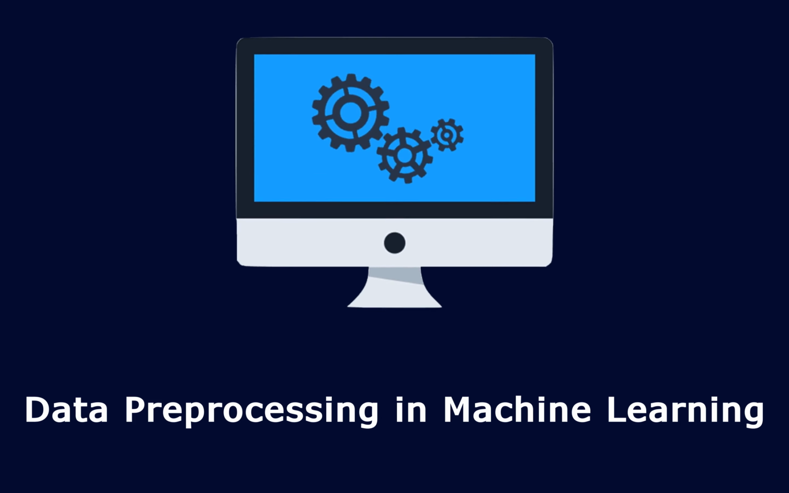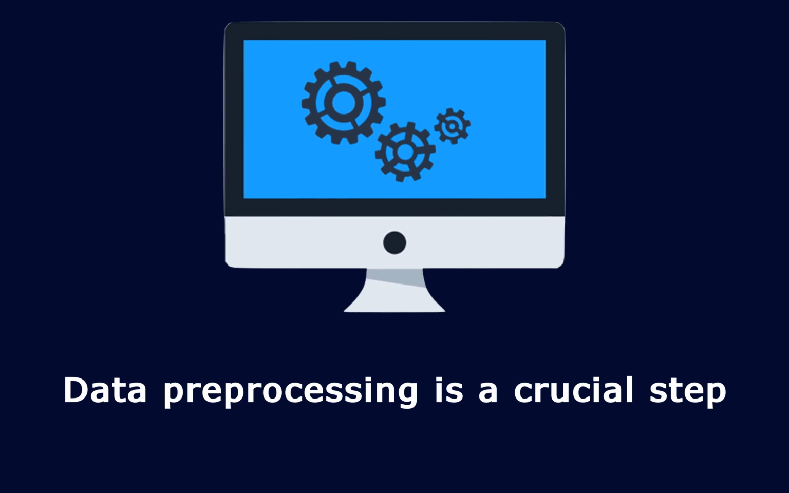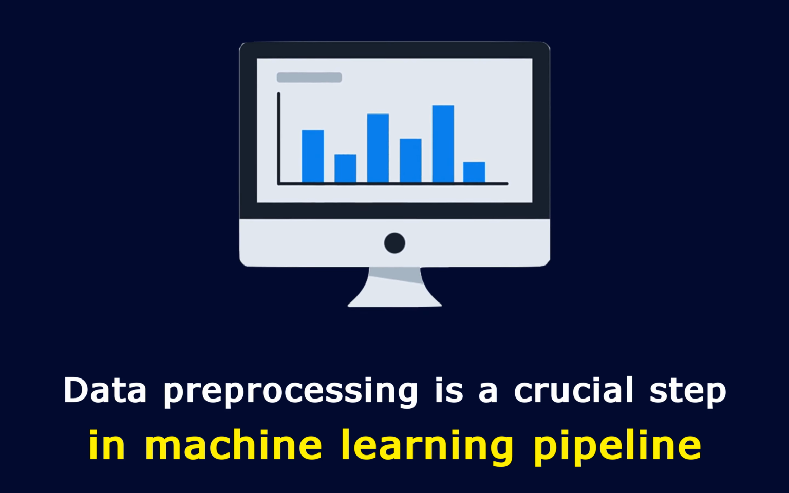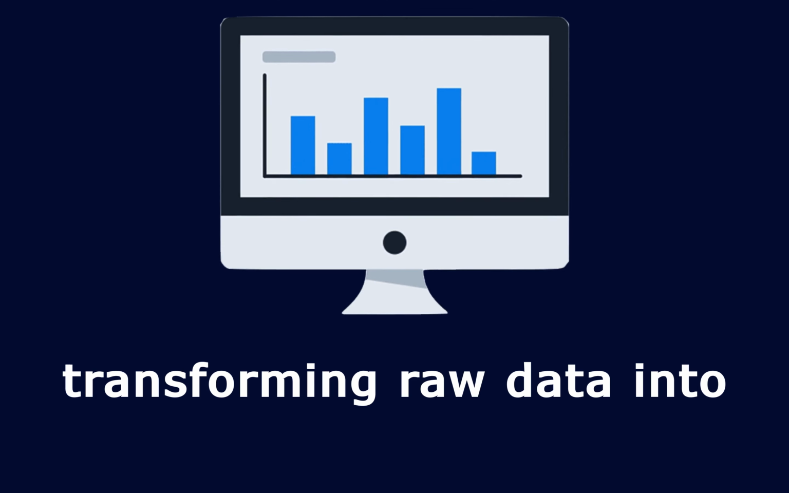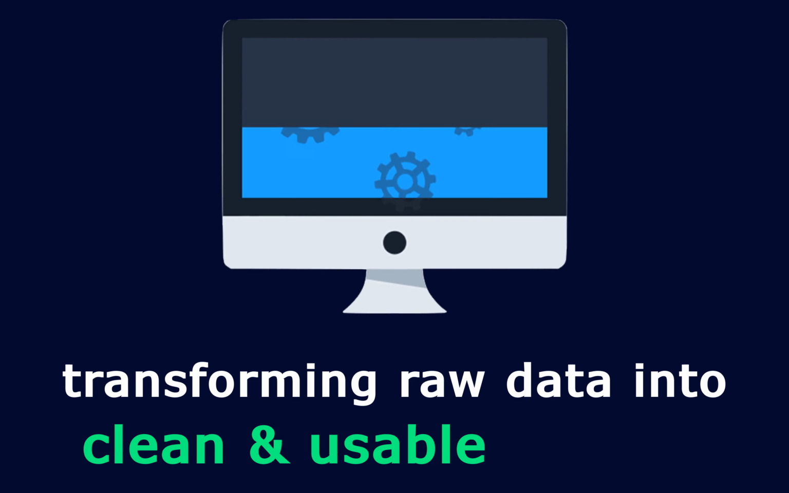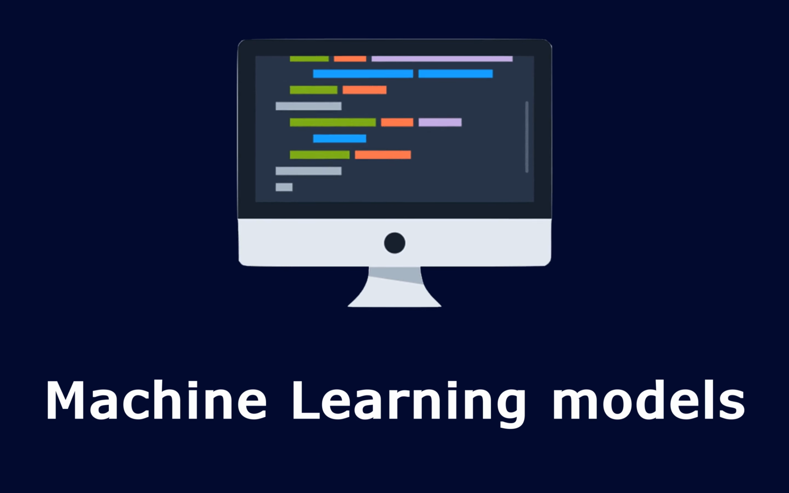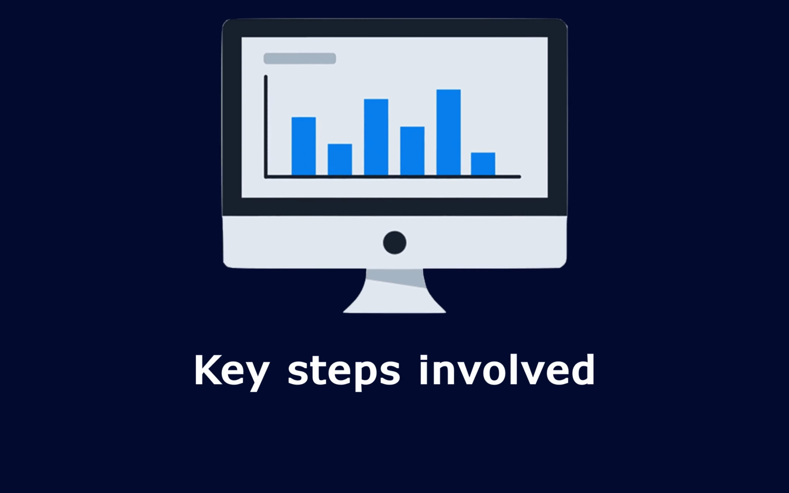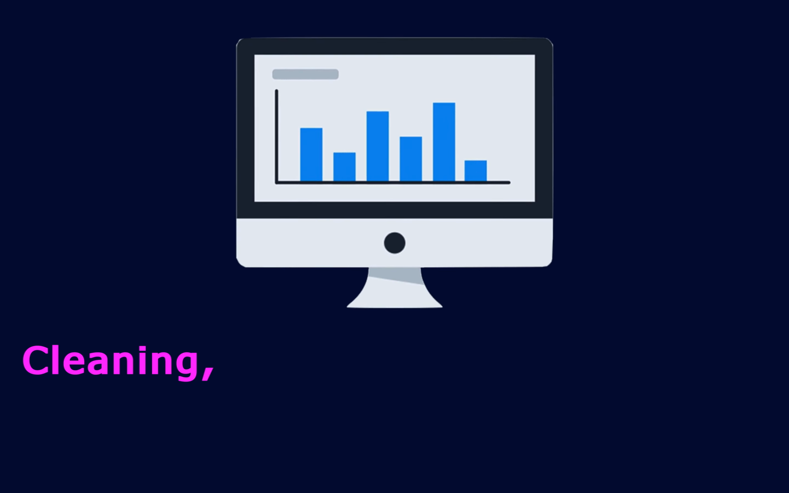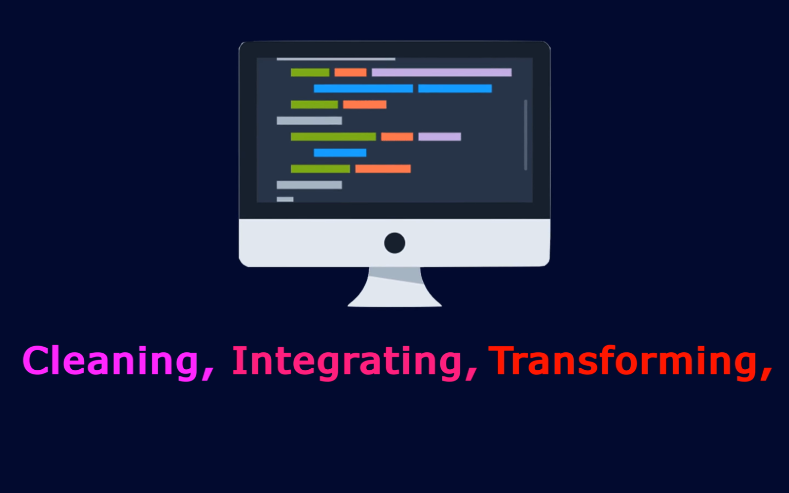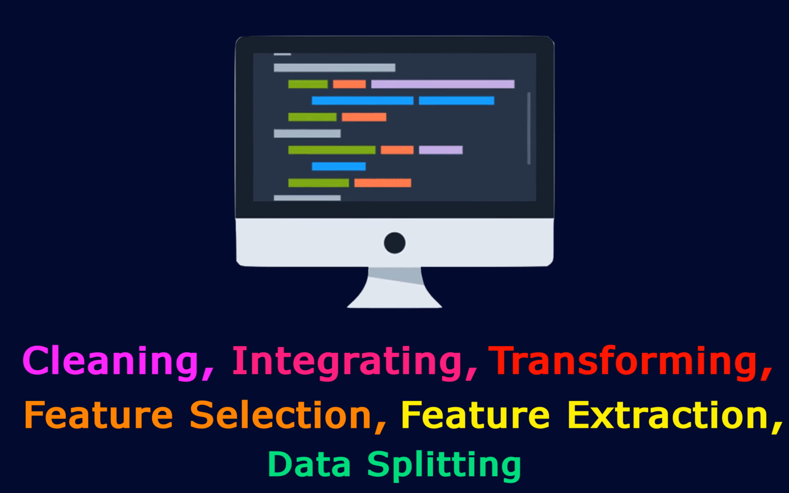Data preprocessing in machine learning. Data preprocessing is a crucial step in the machine learning pipeline. It involves transforming raw data into a clean and usable format to improve the performance and accuracy of the machine learning models. Key steps involved in data preprocessing are cleaning, integrating, transforming, feature selection, feature extraction, and data splitting.